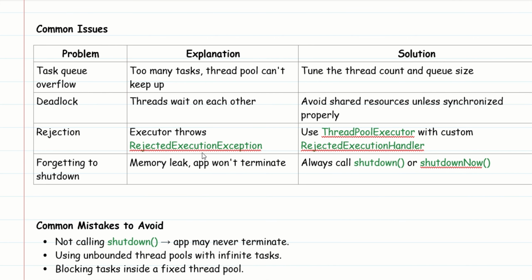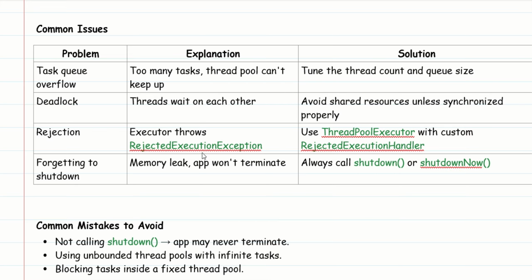Like task queue overflow, like too many tasks, the thread pool can't keep up. So in this case, what you can do is tune the thread count and the queue size. Like a deadlock problem might occur, that is threads waiting on each other. So avoid shared resources unless they are synchronized properly.